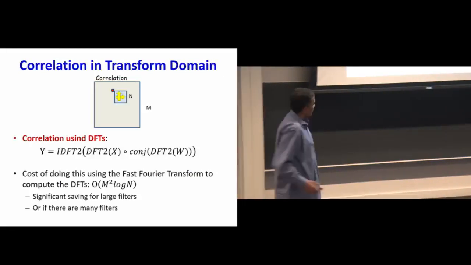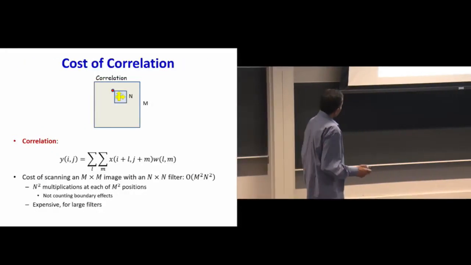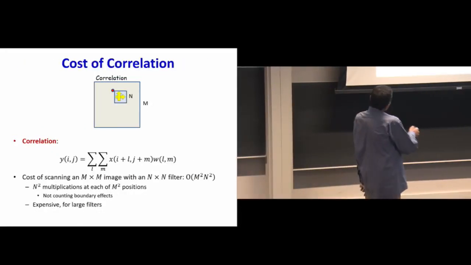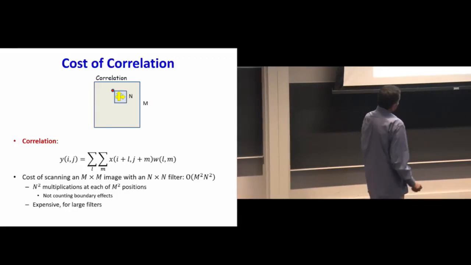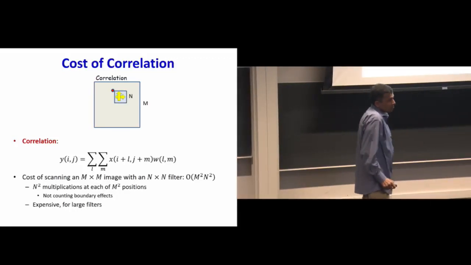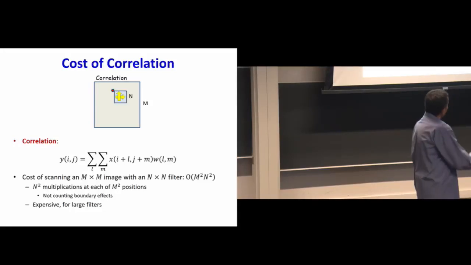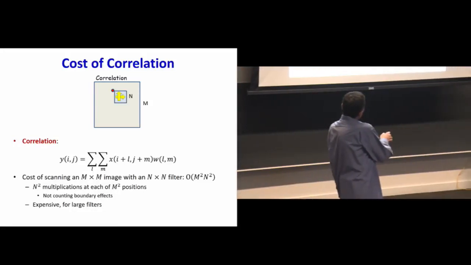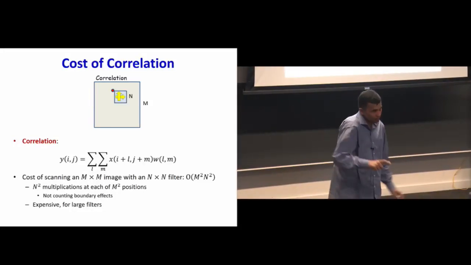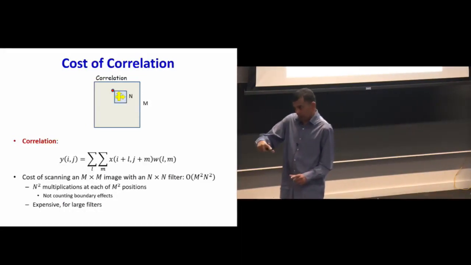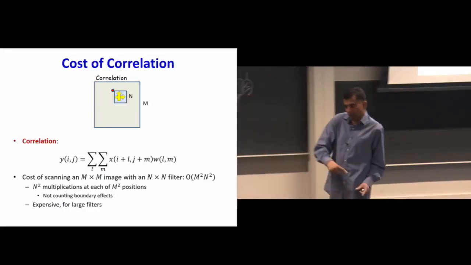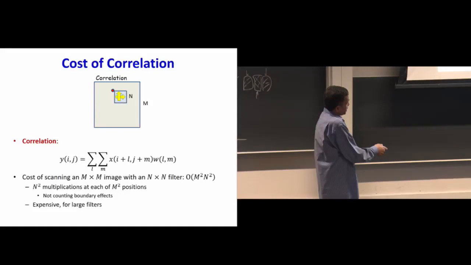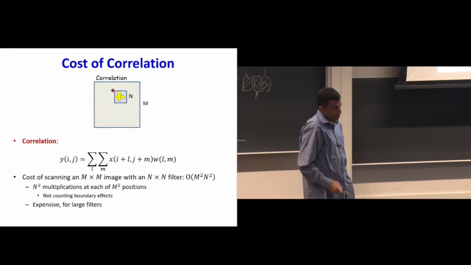Now, what happens is, let's go back here. If I'm scanning an image, which is m cross m, with a filter that's n cross n, how many computations do I really have to perform? At each position, I must perform n squared multiplications. That's just for one position. And then I'm scanning m cross m times. So the total number of computations is going to be order m squared n squared.